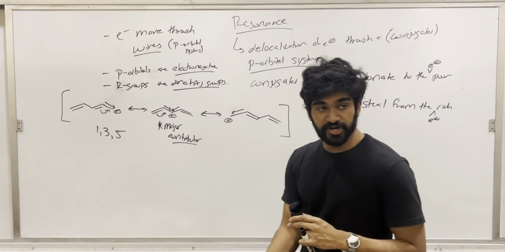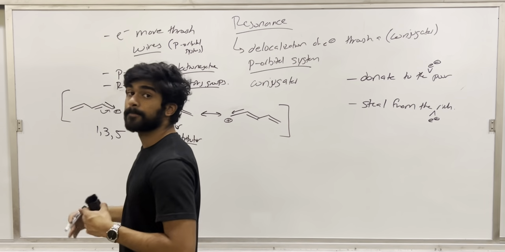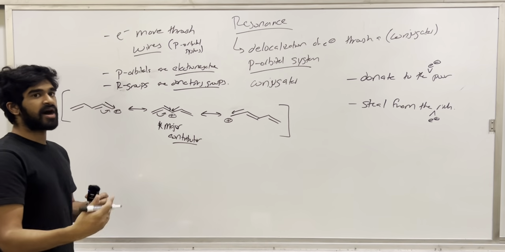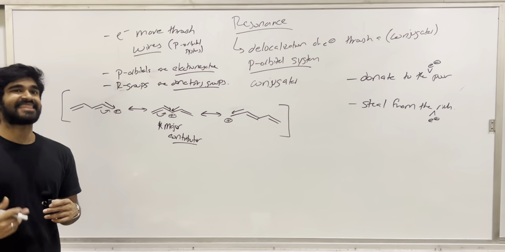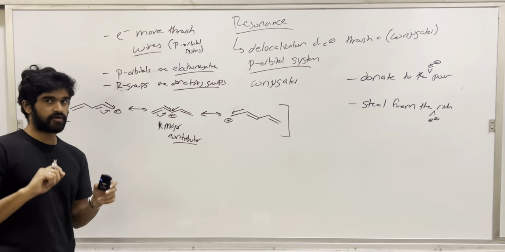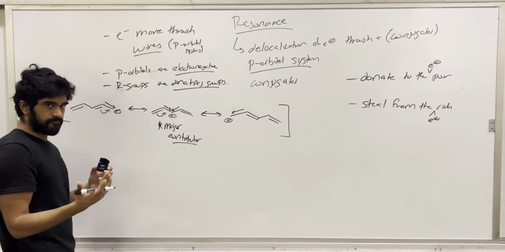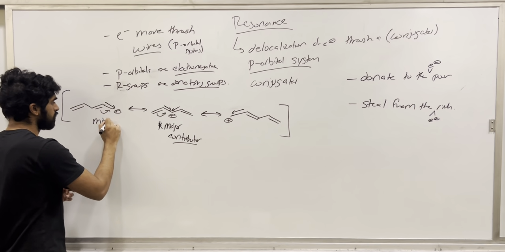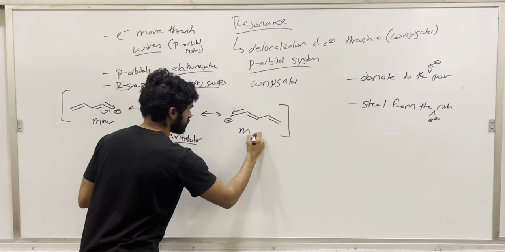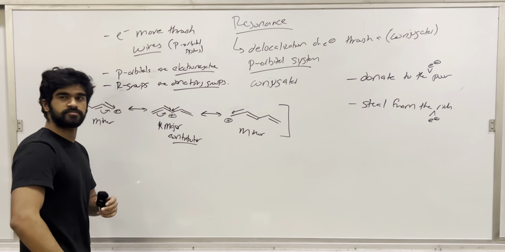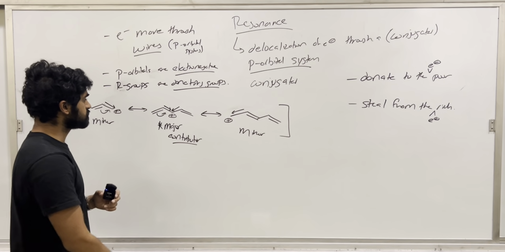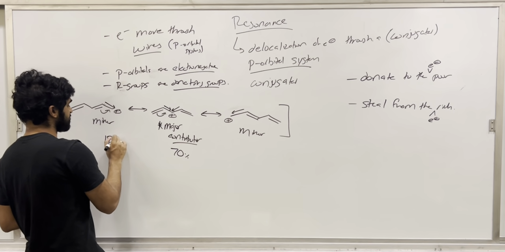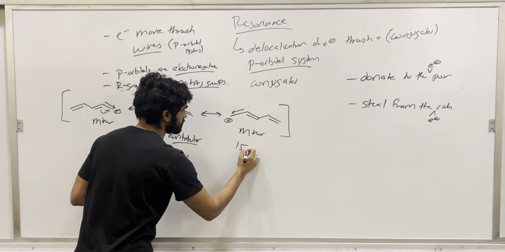So that's the major contributor, which would make these the minor contributors. Now, we have to differentiate. If one of them is minor and another one's worse than that, that last one becomes negligible, right? But these look the same, so they are equally minor. So this is minor, and this is minor. So this might be 70% of the structure, and this might be 15, and this might be 15.